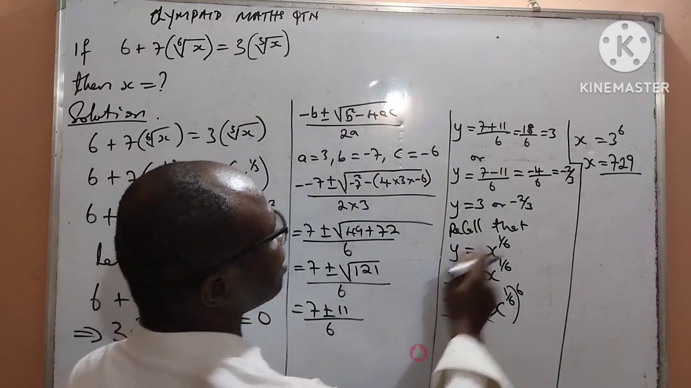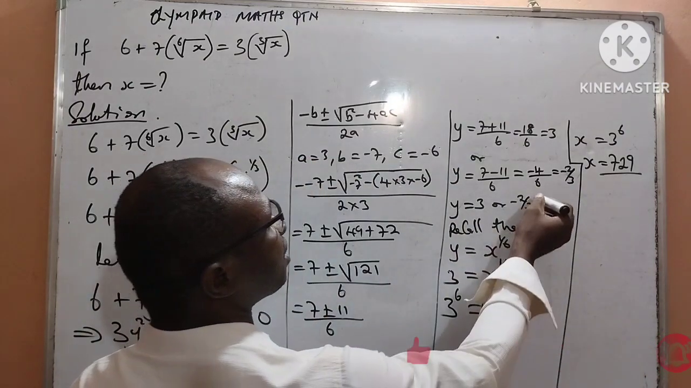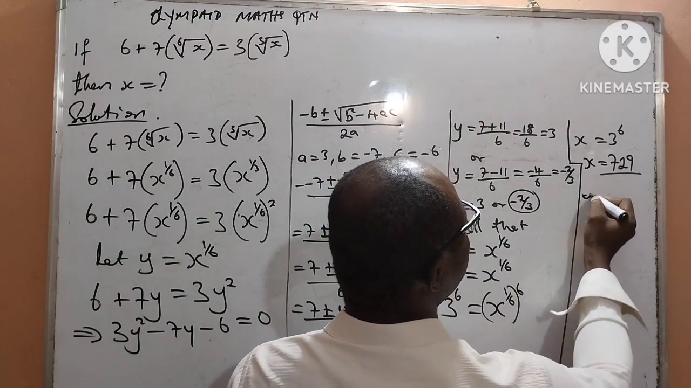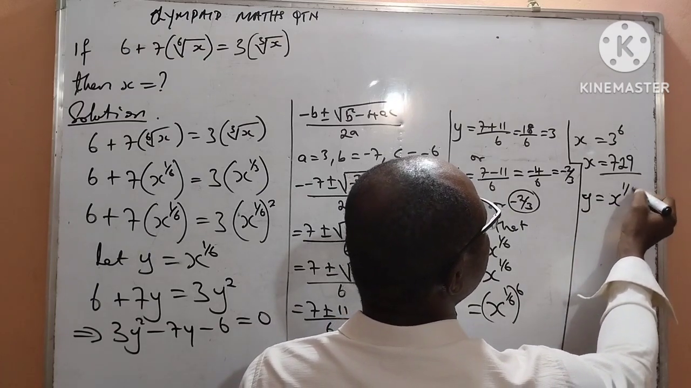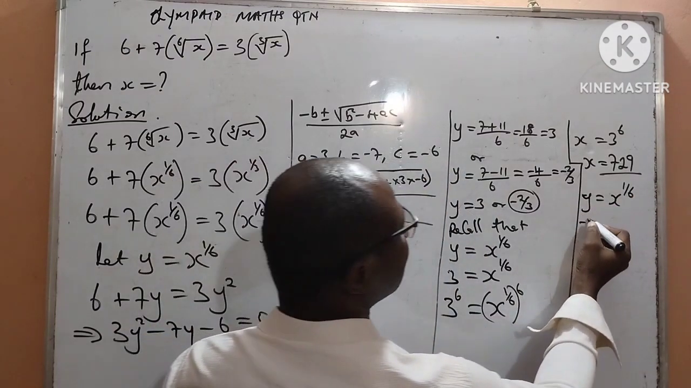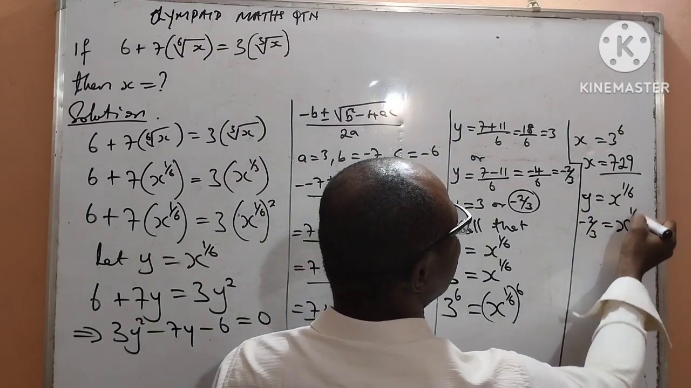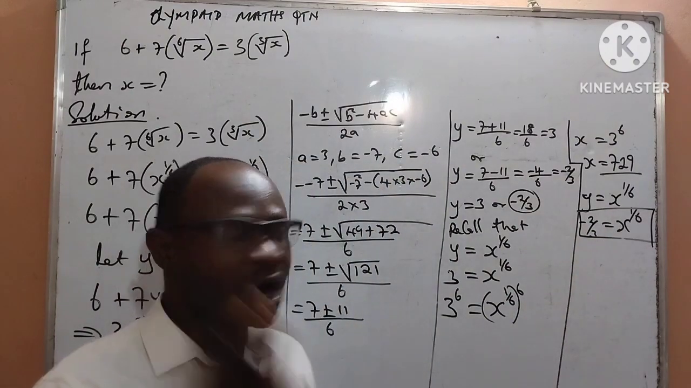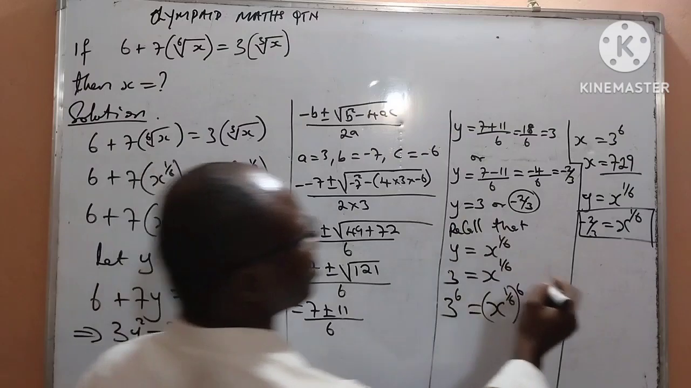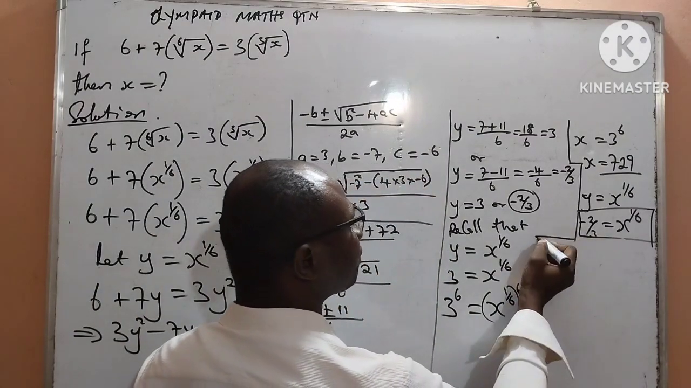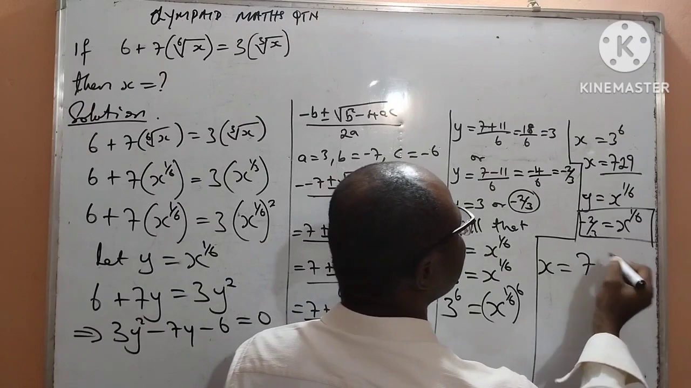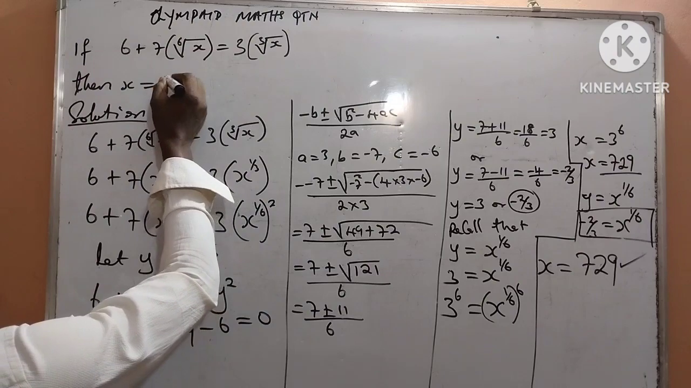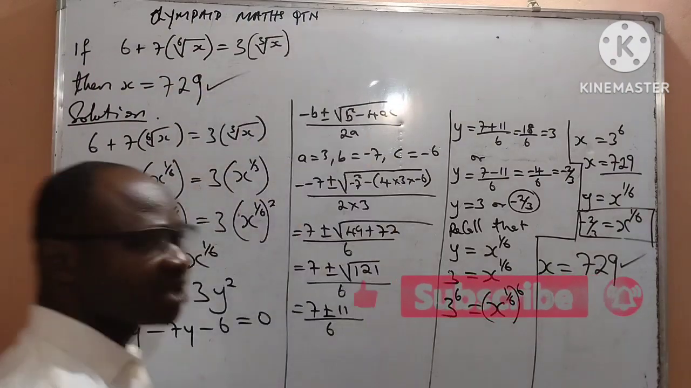And for the second case, where y is equal to minus 2 over 3, that is y equal to x raised to the power 1 over 6, then when y is minus 2 over 3 equal to x raised to the power 1 over 6, you can agree with me here that x cannot be a negative value. In conclusion, the value of x in this question that we are given to solve is x equal to 729, final answer. We put it here that the x that we are looking for is 729.